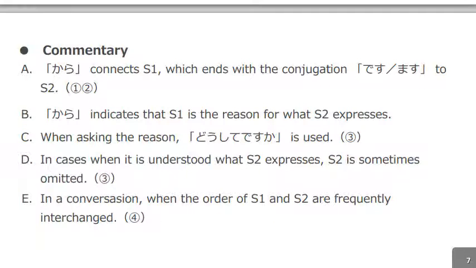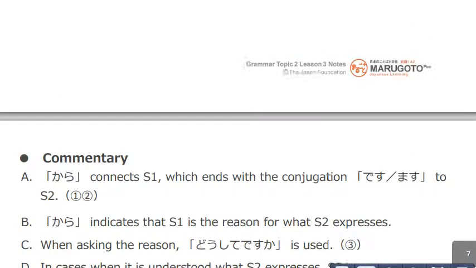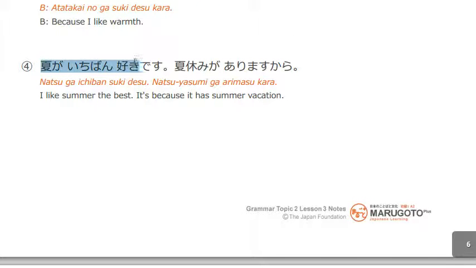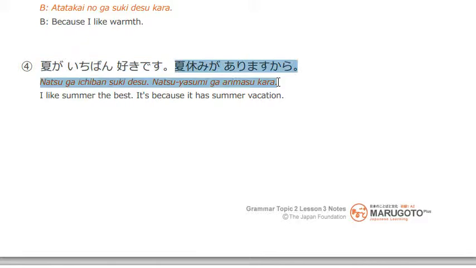And in a conversation, sometimes the order is changed. The order is often changed, as I was noting here. But if you are changing the order, so you've got the result first and the reason last, you must make it 2 sentences. You cannot make it 1. You can only make it 1 sentence if you have this bit here, the reason first. Here the reason is last, so it must be 2 sentences.